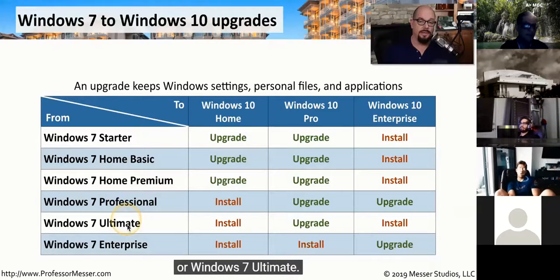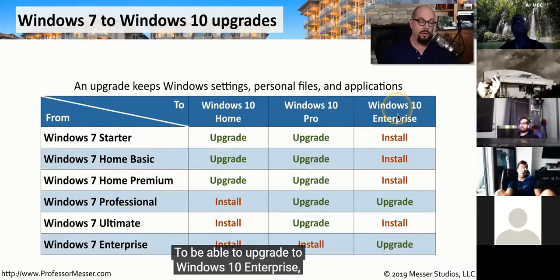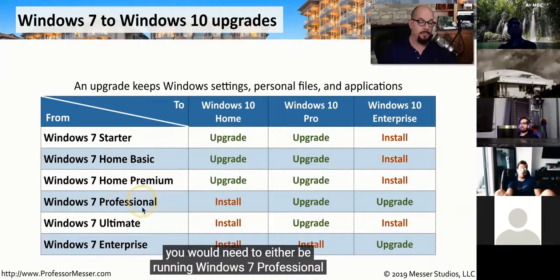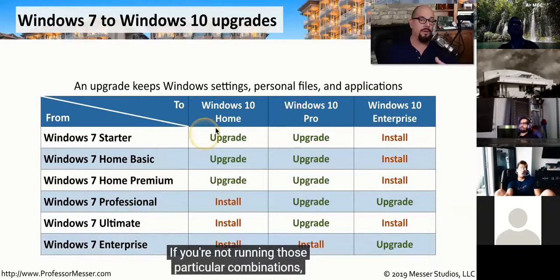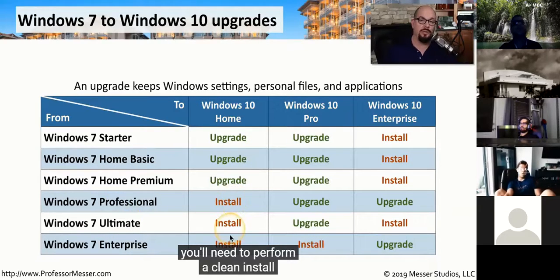To be able to upgrade to Windows 10 Enterprise, you would need to either be running Windows 7 Professional or Windows 7 Enterprise. If you're not running those particular combinations, you'll need to perform a clean install to be able to move from Windows 7 to Windows 10.